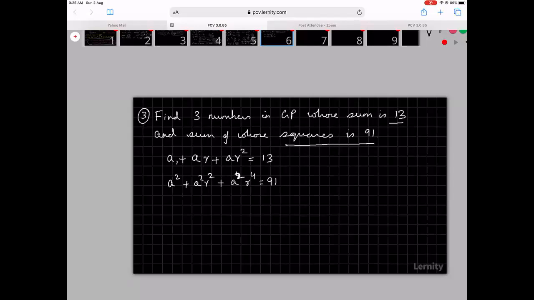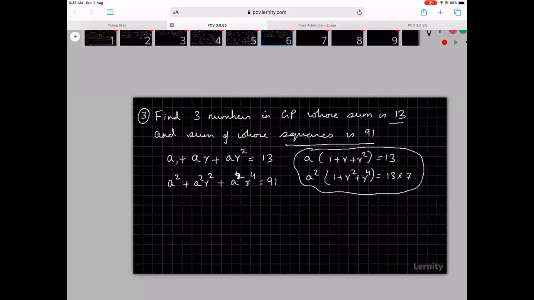So I can take A common here. I'll have 1 plus R plus R squared is equal to 13. I will take A squared common here. 1 plus R squared plus R power 4 is equal to 13 into 7. So I have these two.